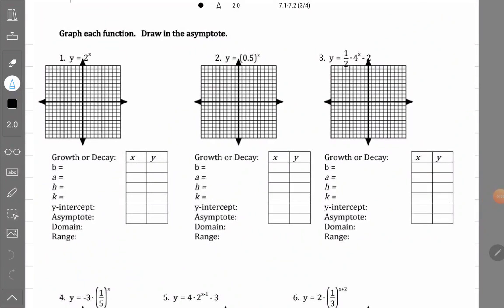So y equals 2 to the x. We just did that. Here we go again. Let's fill them in really quick. Our b value is 2. It's a growth because our b value is bigger than 1. If it's less than 1, like a fraction, it's a decay. So let's look at the second problem.